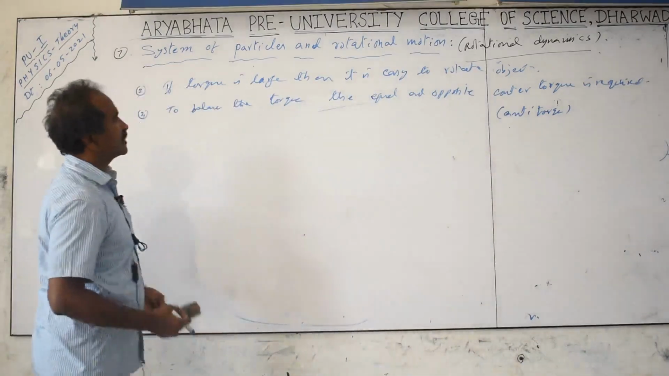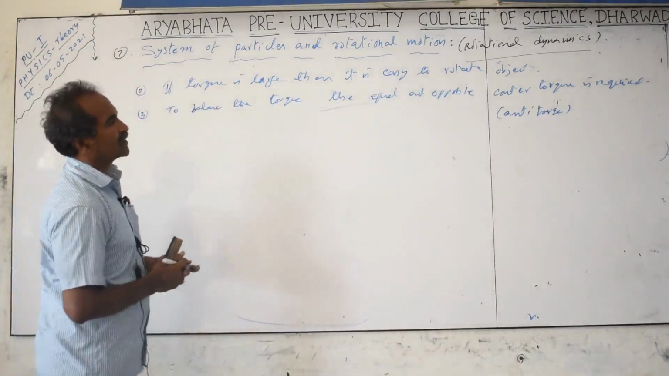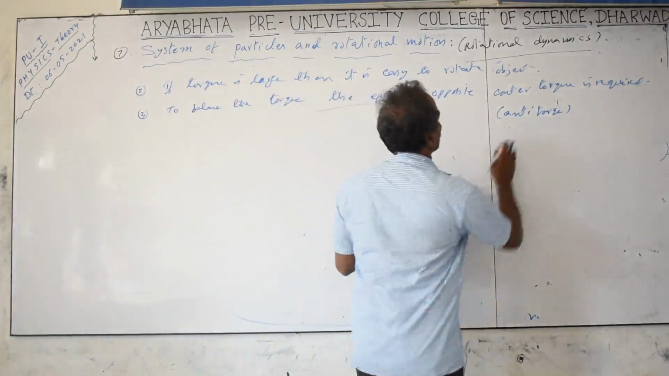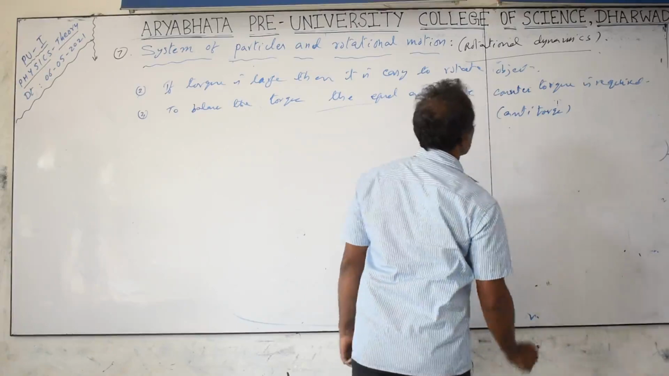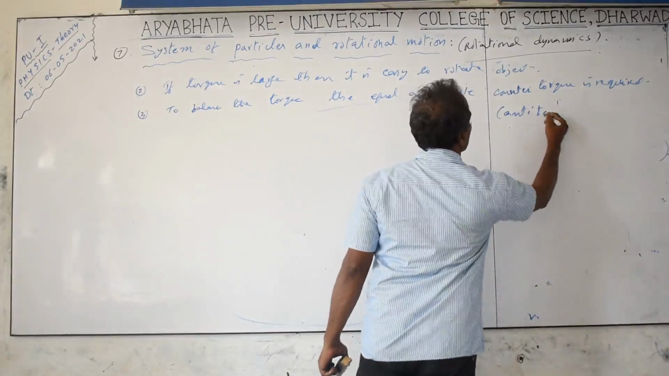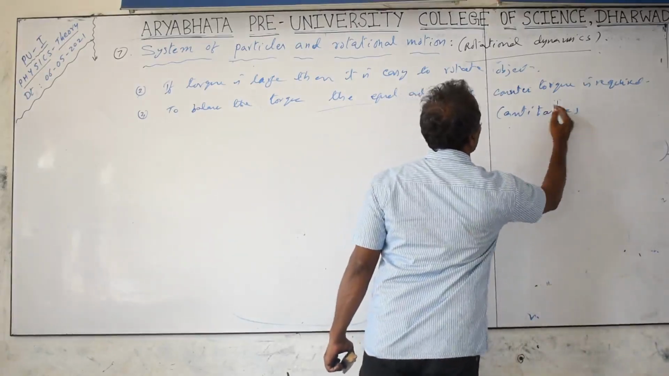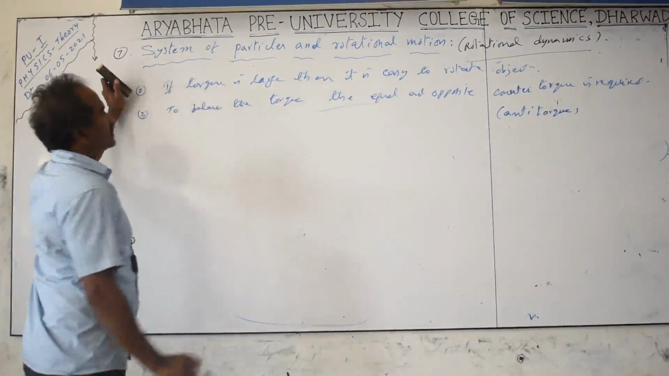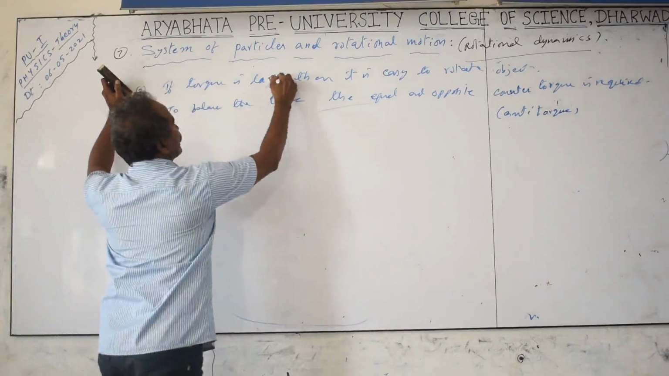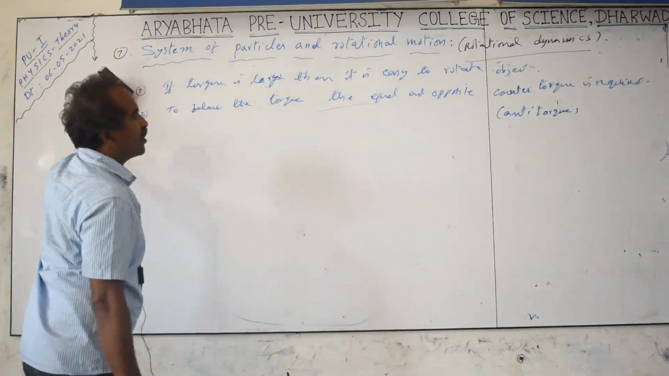To balance the torque, an equal and opposite counter torque, C-O-U-N-T-E-R, is required. It is also called anti-torque. First point, if torque is large, then it is easy to rotate an object.